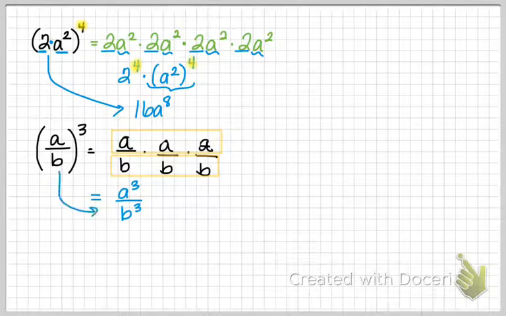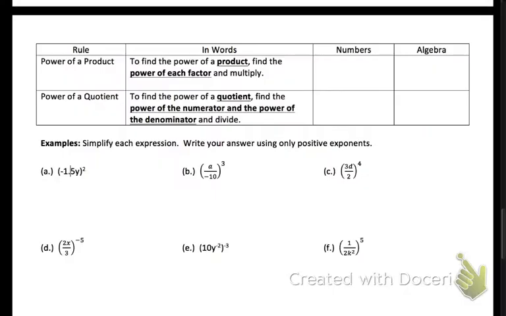So let's look at what we did here. When I wanted to do the cube of a over b, which looks like a fraction, all I did was apply that exponent to the numerator and apply that exponent to the denominator all separately. So that's all that we're going to do that's new today. So let's go ahead and look at some examples. Let's formalize our rule here.